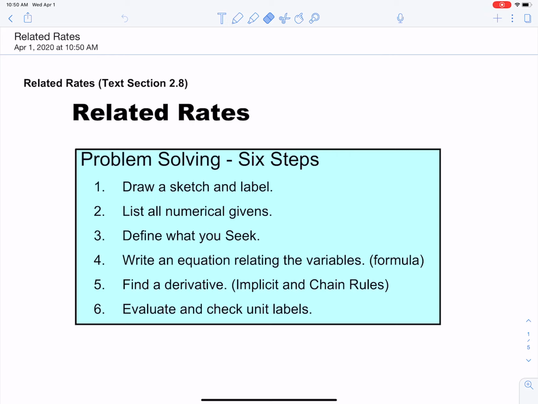Mic is on. Today we're going to do our lesson on related rates. This is our first application of derivatives.